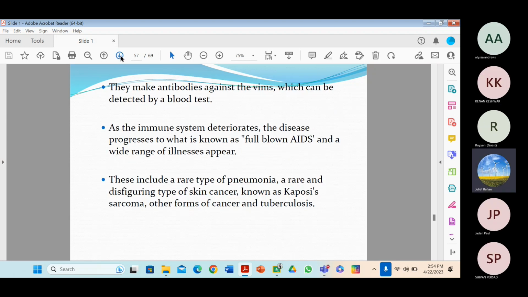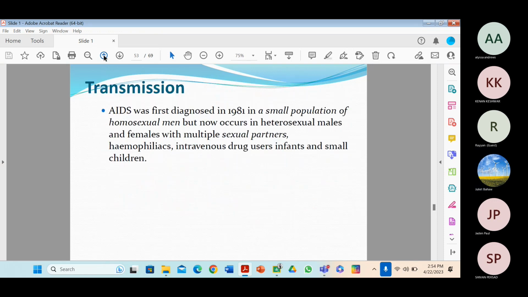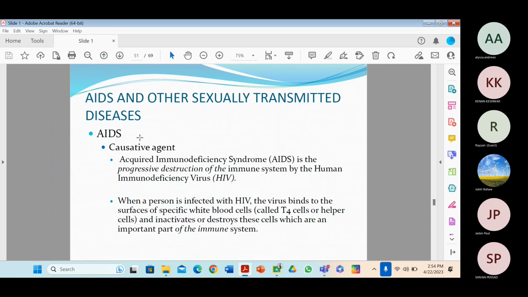Now, eventually, what this virus does, it attacks. This virus itself, HIV, binds to the surface of white blood cells. So your white blood cells are being invaded by the virus. And there's a particular white blood cell that you have called T4 cells or helper cells. When these cells are destroyed, your immune system is getting weaker, so you can no longer fight off any kind of infection.